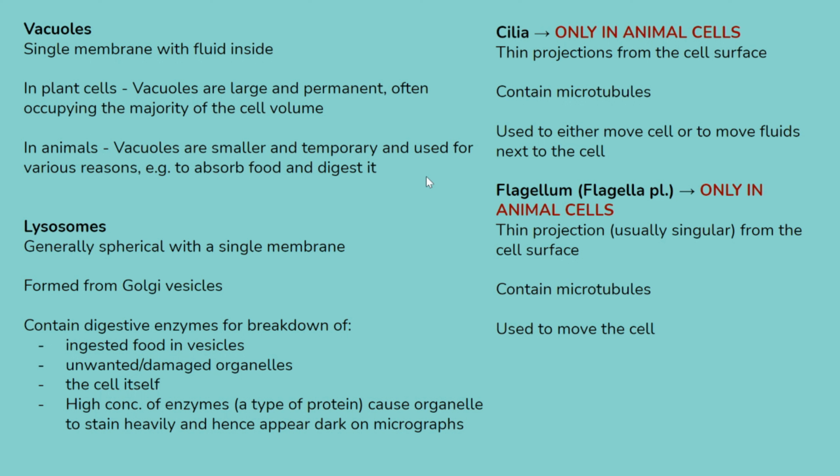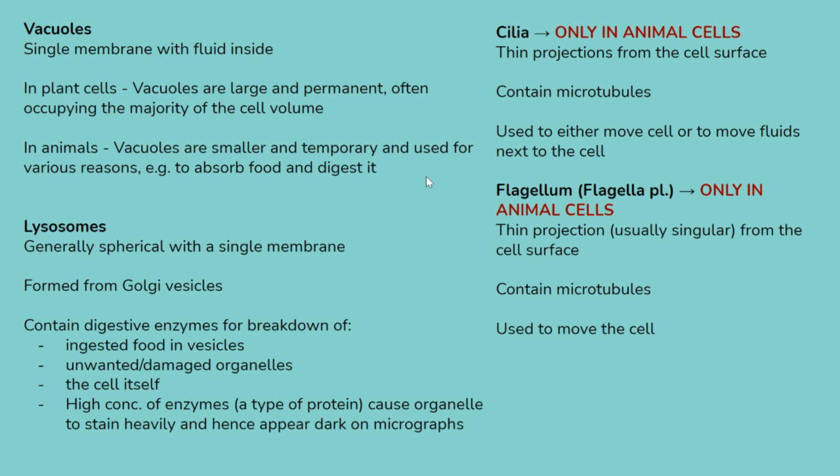Vacuoles are found in your plant cells, sometimes in animal cells, but in animal cells they're smaller and temporary, whereas in your plant cells, they are much bigger and more visibly present. So vacuoles are also single membraned with fluid inside of them. In plant cells, their main function is to maintain the cell volume and the turgor of the cell so that the cell does not lyse and collapse. Whereas in animal cells, they're much smaller and temporary, and they're used for various reasons such as to absorb food and digest it.